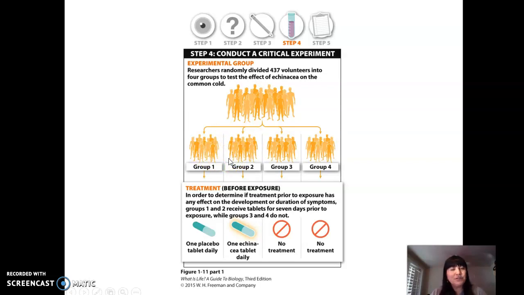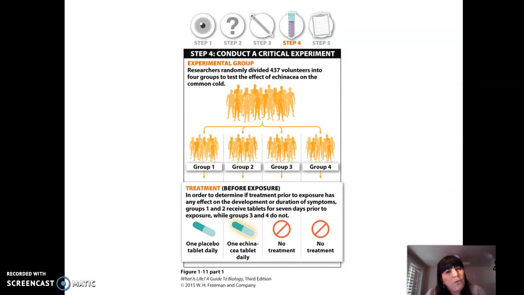And in this case, what's the treatment? Yes, echinacea, right? So the control group is going to get what's called a placebo. So they're going to get something. And do you think we would tell the control group, hey, you're in the control group? Would we tell them that? No, we wouldn't tell them that.